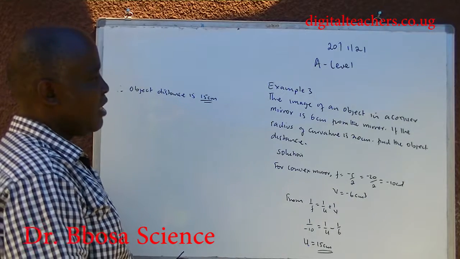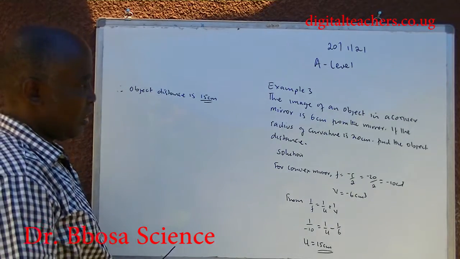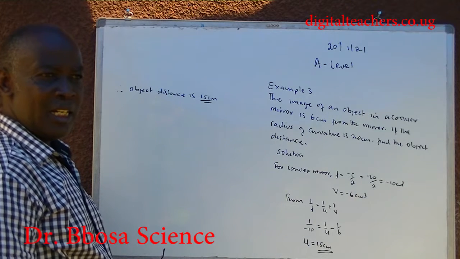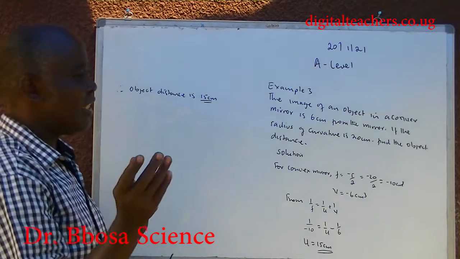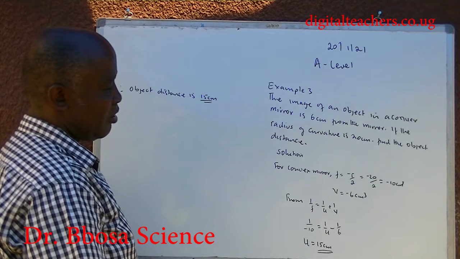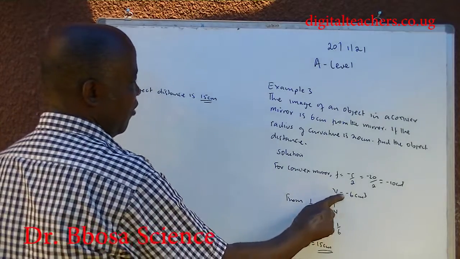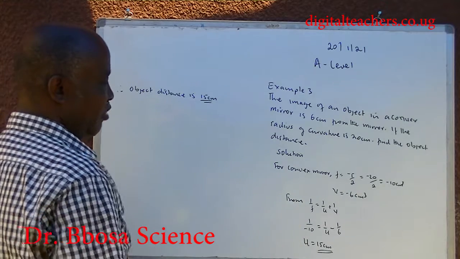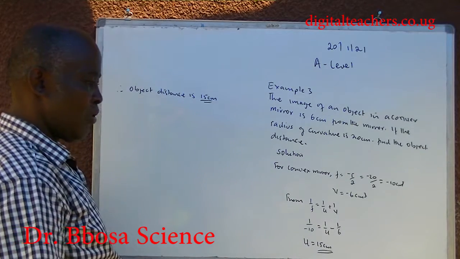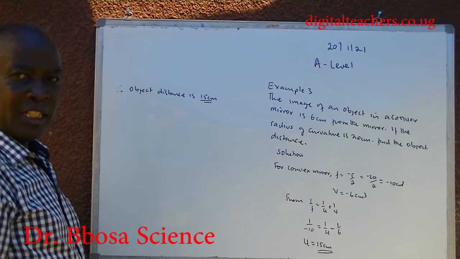Example 3. The image of an object in a convex mirror is 6 centimeters from the mirror. If the radius of curvature is 20, find the object distance. For a convex mirror, the radius of curvature is negative, since the center of curvature is behind the mirror. Therefore, f is equal to negative r over 2, which is negative 20 over 2, which is equal to negative 10. Always, a convex mirror forms virtual images. Therefore, v is negative 6. From 1 over f is equal to 1 over u plus 1 over v. 1 over negative 10 is equal to 1 over u minus 1 over 6. u is equal to 15. Therefore, object distance is 15 centimeters.